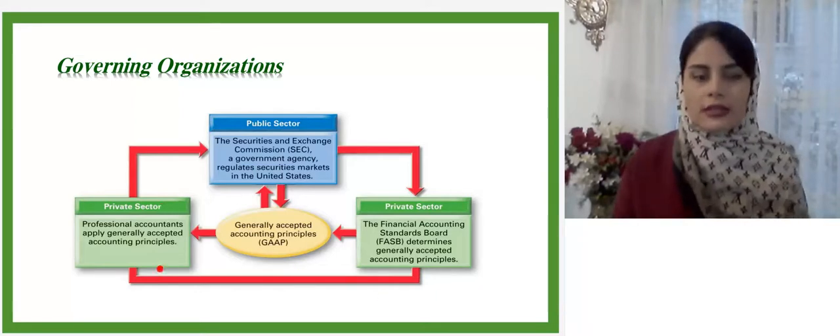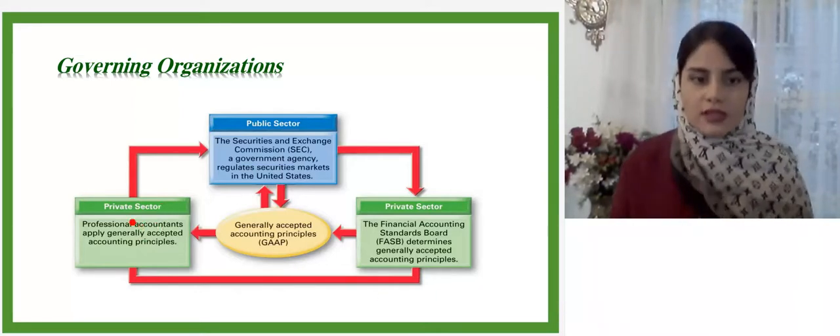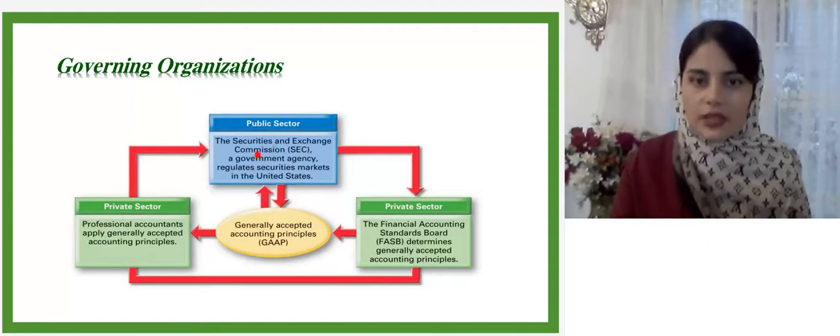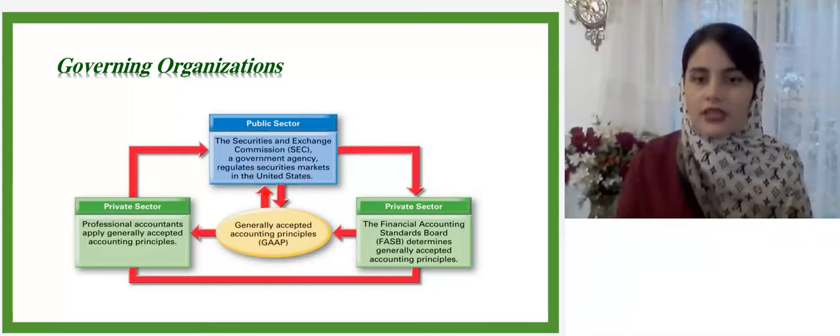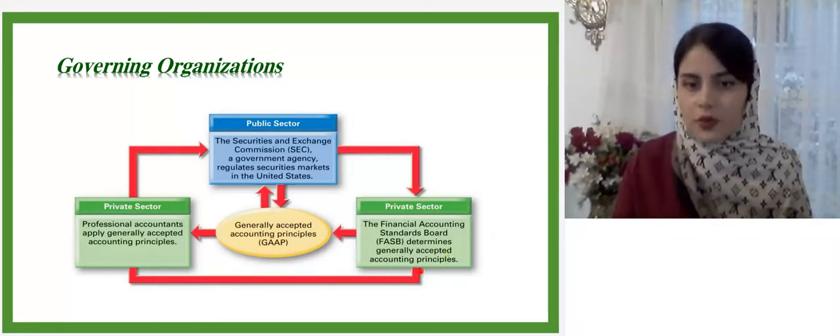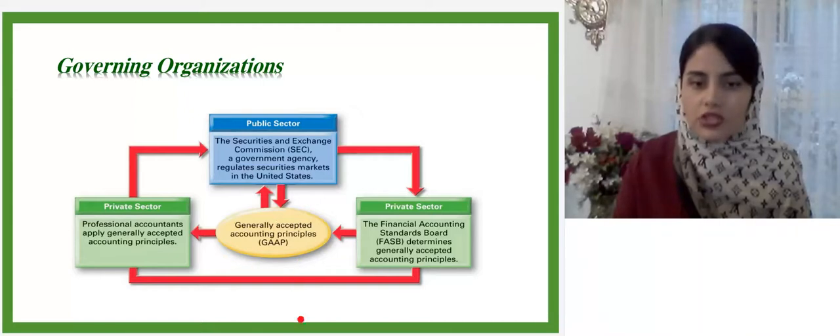You can look at this picture. For the private sector, professional accountants apply Generally Accepted Accounting Principles. The Securities and Exchange Commission, which is the SEC, a government agency, regulates securities markets in the United States. And in the private sector, the Financial Accounting Standards Board determines Generally Accepted Accounting Principles, GAAP.